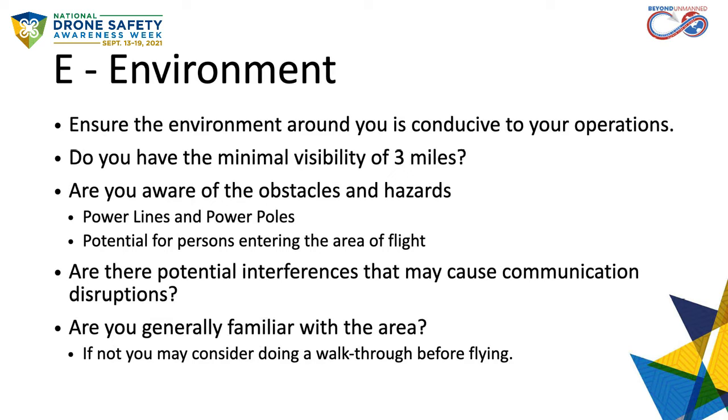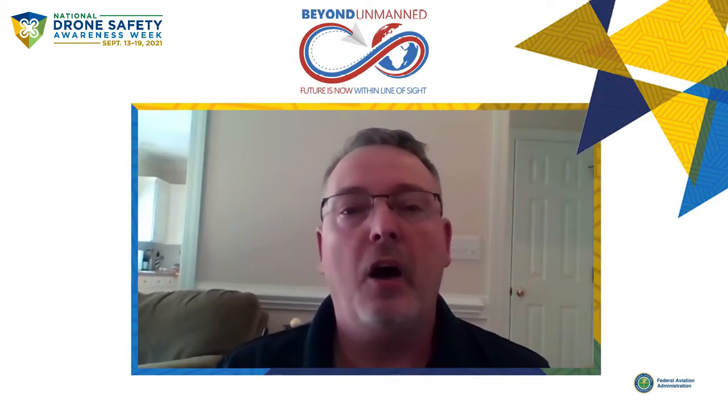Our next letter, E, is the environment. We should ensure that our environment is conducive to safe operations. Do we have that minimal 3 miles of visibility? Are there obstacles and hazards around, such as power lines and power poles? Might there be a potential for persons entering our flight area that may cause us to fly over them? Are there other potential interferences that may cause communication interruptions between our remote and our aircraft?